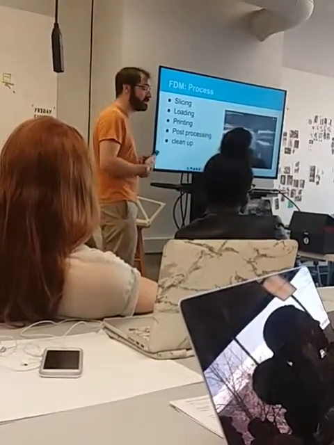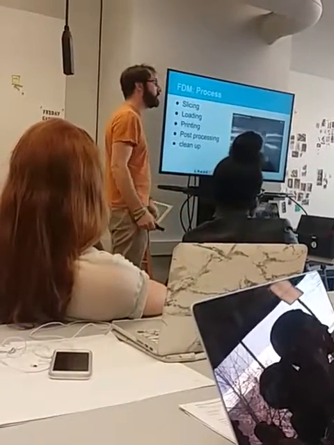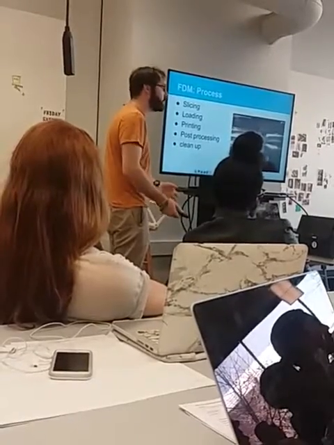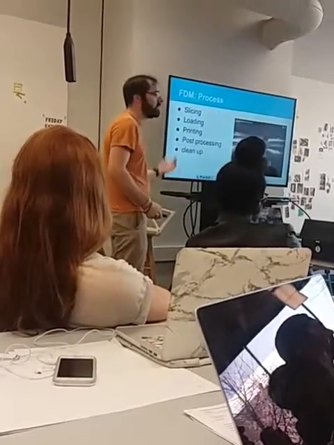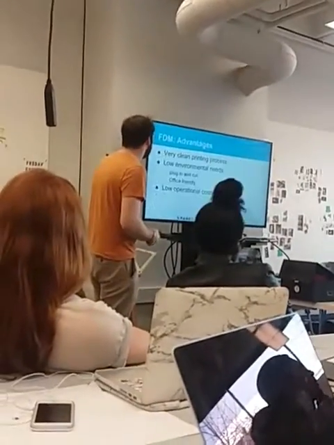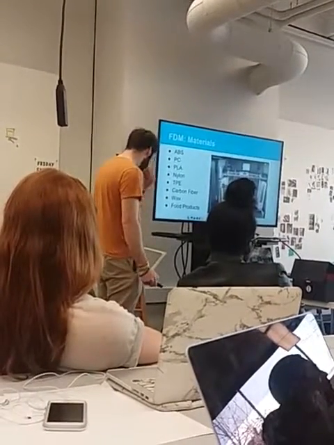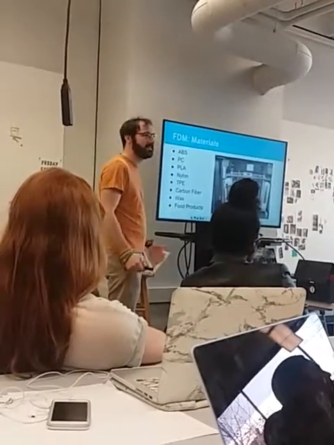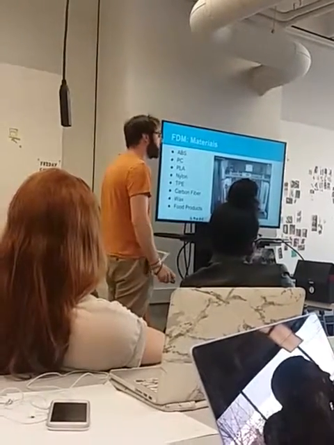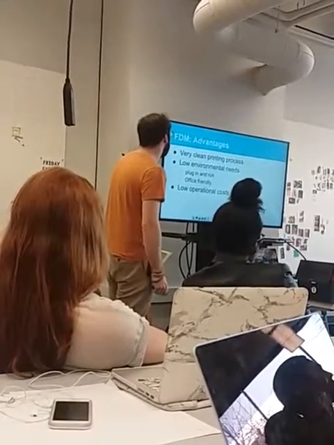This may be dissolving a dissolvable support. This may be clipping off a printed support structure. Then you have cleanup, which might be your sanding and finishing. A whole bunch of materials can be printed. Food products is kind of interesting. It's becoming a big thing, printing sugar and chocolate.